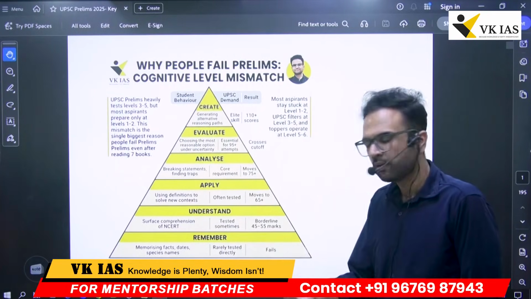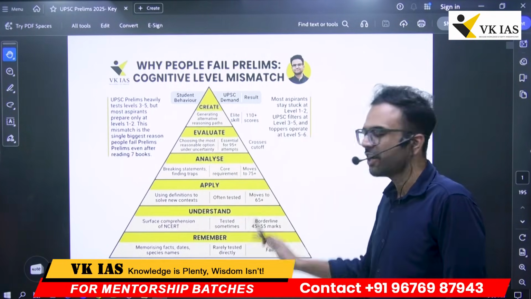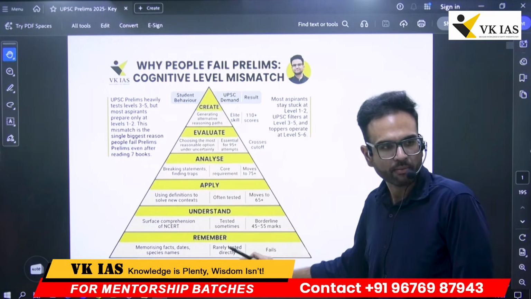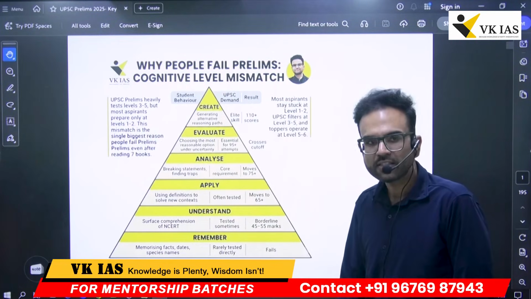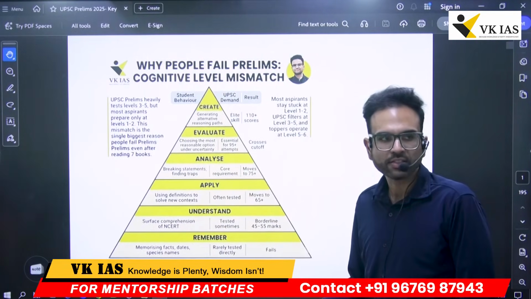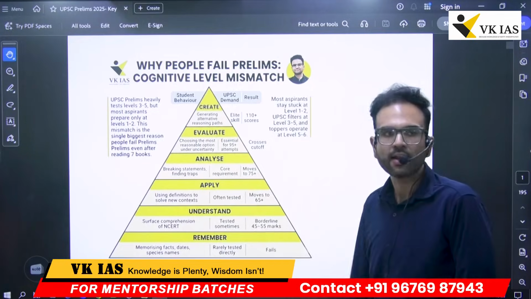First is the remembering layer, and rarely you will get direct questions from here. If you are just focusing on remembering and remembering, it's unlikely you will clear this exam. Because the moment you see the questions, it feels like, I've never seen this question. How can I even mark a right answer?